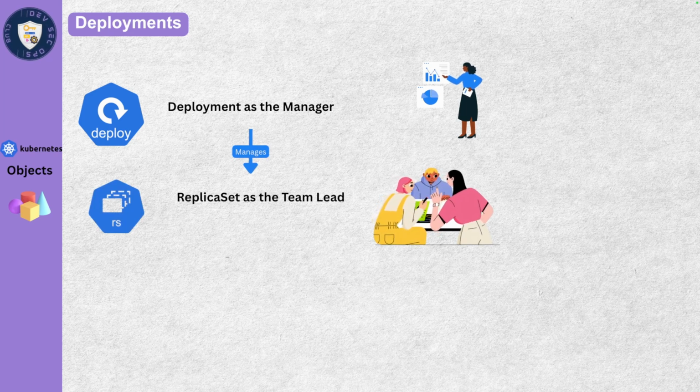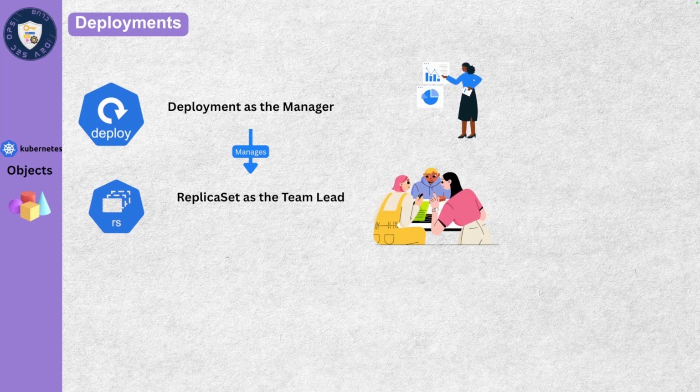So consider replica set as the team lead. The replica set is the team lead and takes orders from the manager, here the manager means deployment, and translates them into action. It handles the hands-on responsibilities of creating and maintaining pods, and ensures the number of replicas matches the deployment's instruction, whatever replicas are mentioned in the deployment. So desired replicas means whatever desired things are mentioned, which is managed by the replica set. If a pod fails, the team lead, here the team lead is replica set, ensures the replacement is created promptly.